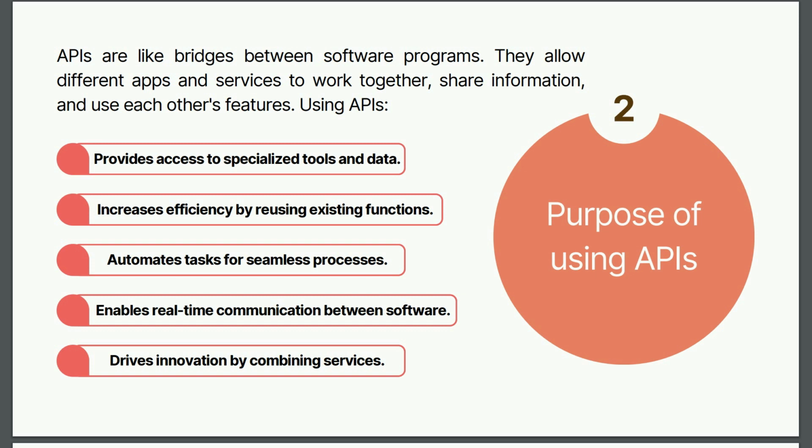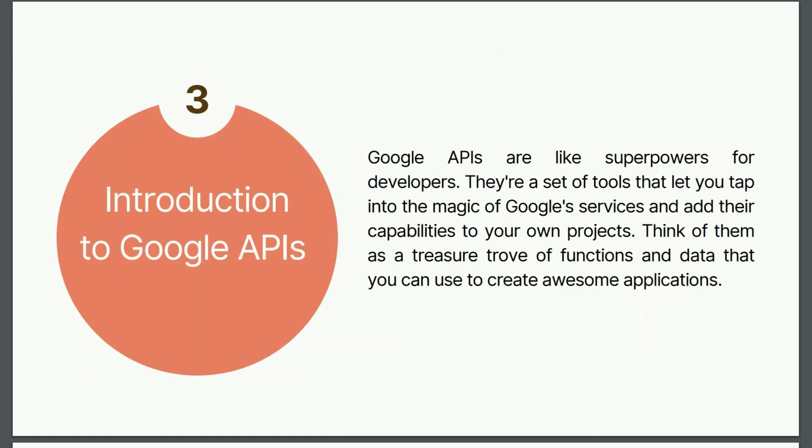There are many apps which use weather APIs or currency converter APIs to give us information about real-time pricing and much more. So they are using other APIs to extend the functionality of their own projects. So APIs help us get real-time data and increase efficiency by using existing functions.